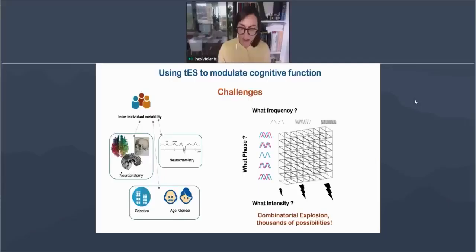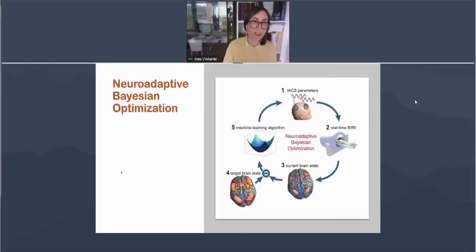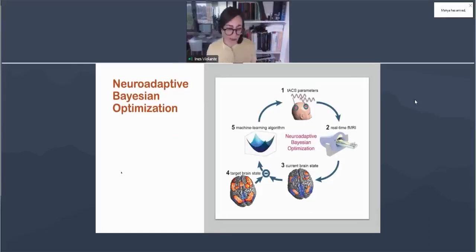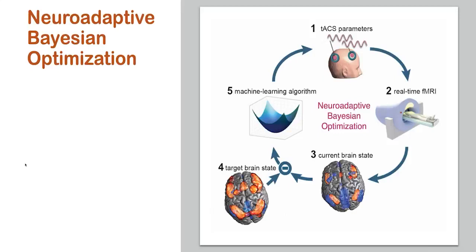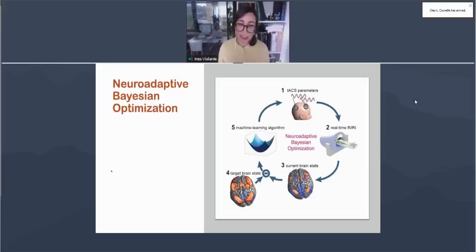And this is why we started to work on this idea of neuroadaptive Bayesian optimization, on the idea of closed loops, and in particular, we have been looking at neuroadaptive paradigms that employ active learning. And the idea here is that the algorithm that you're using in your closed loop stimulation approaches is learning in real time. So the stimulation parameters are being adapted in real time to the individual.